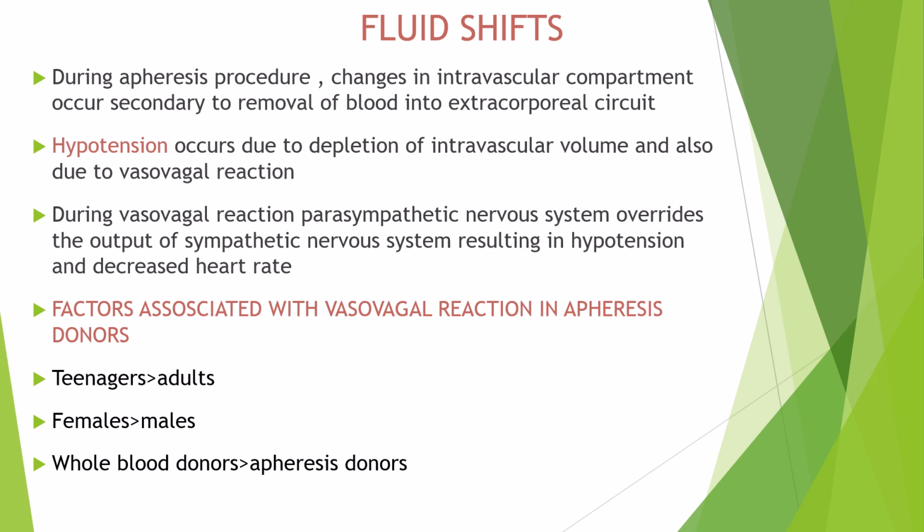Next is fluid shift. During the apheresis procedure, change in the intravascular compartment occurs secondary to the removal of blood into the extracorporeal circuit. Hypotension occurs because of the depletion of the intravascular volume and it can also be due to the vasovagal reaction. So what happens during the vasovagal reaction? The parasympathetic nervous system overrides the output of the sympathetic nervous system, which results in hypotension and decreased heart rate. Vasovagal reactions are seen more in female teenagers and whole blood donors as compared with adult males and apheresis donors.